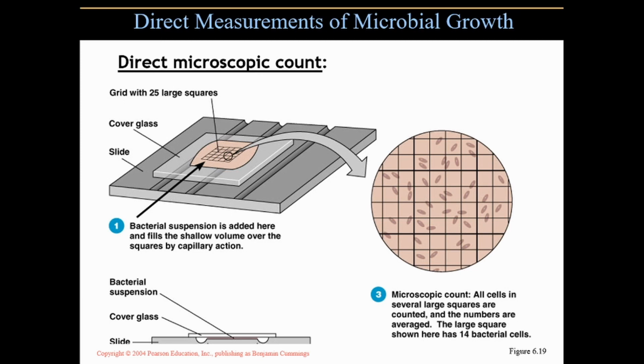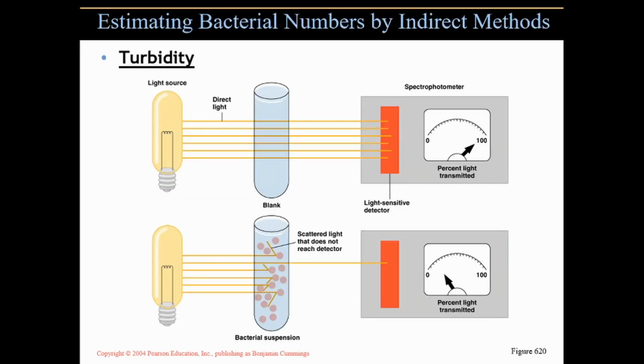Another way you can do this is by putting them on a special slide and then looking at them under a microscope. And the slide has squares, it has a grid on it in which you can count bacteria. It's very tedious. You have to be very detailed and try not to lose count, otherwise you have to start over again. But this is a way to count directly, how many bacteria there are in a sample. Again, just another way. It's like filtration, directly counting. This is just a different method of directly counting bacteria in a sample.